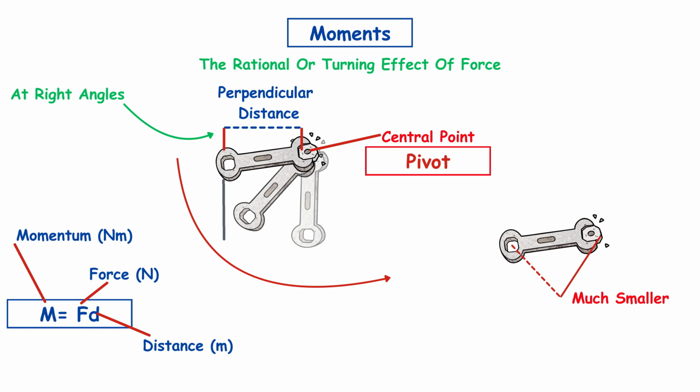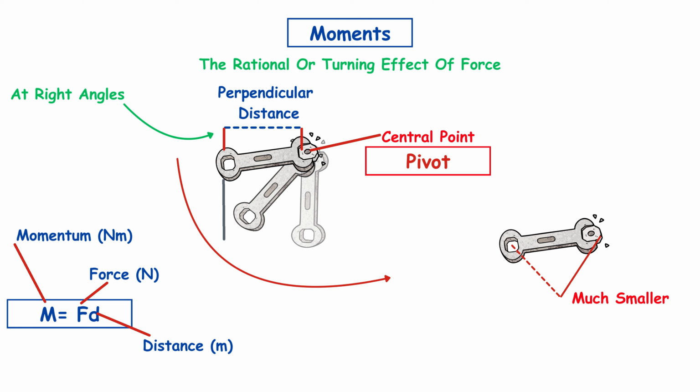and this turning action is called a moment. To determine the size or magnitude of a moment, we use the formula moment equals force multiplied by distance, where the distance refers specifically to the perpendicular distance from the pivot to the point where the force is being applied. This is crucial because for the greatest possible moment, you want to apply a large force as far from the pivot as possible.